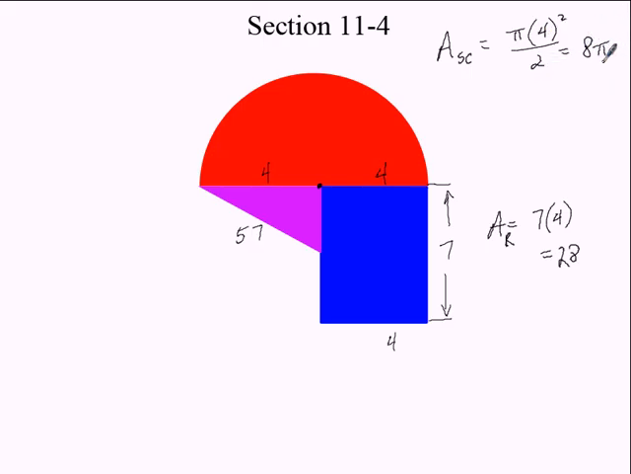We can put that in a calculator a little bit later. It's just a nice little easy way to write it, don't you think? 8 pi. All right, so you got 28. Now what do we have to do? Find the triangle. So let's find the triangle.